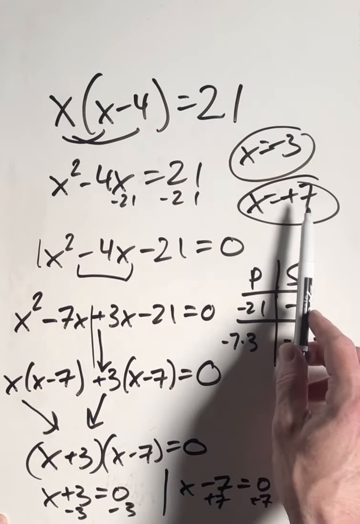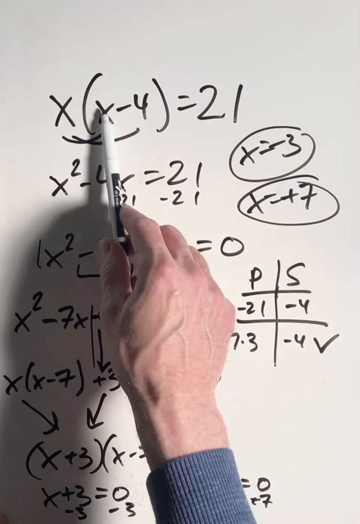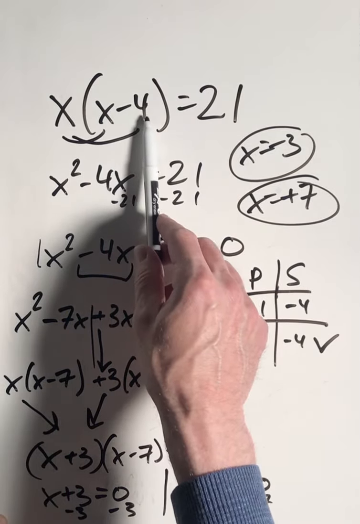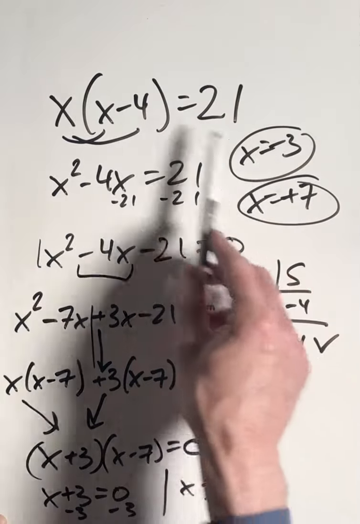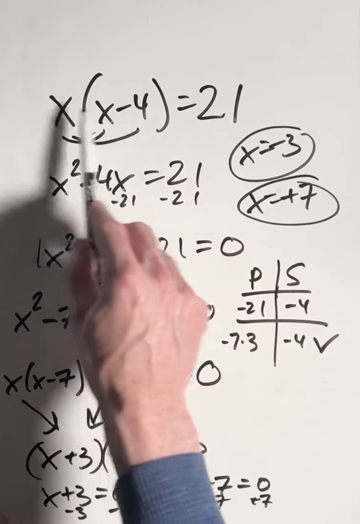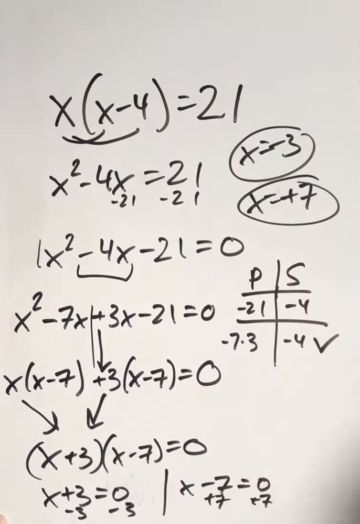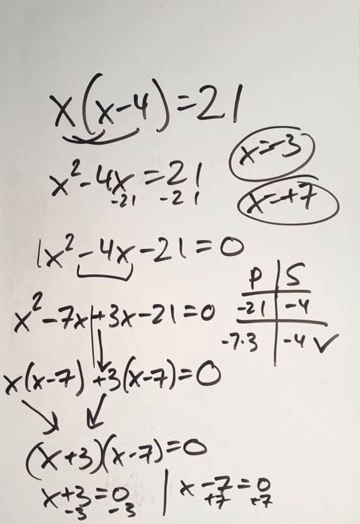And if we were to substitute each of those back into here, we would realize that that would work. So if I take positive 7 and throw it in here, 7 minus 4 is 3. 7 times 3 is 21. If I were to plug in negative 3 in here, well, negative 3 minus 4 would be negative 7. Negative 7 times negative 3 would be positive 21. So always check these factors back into the original to see if they satisfy the equation.